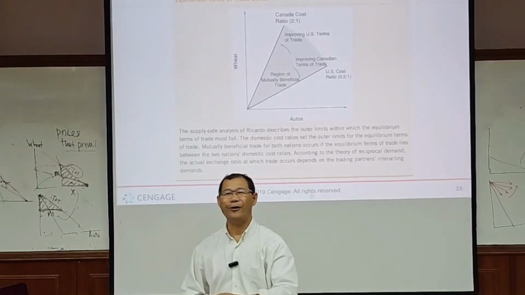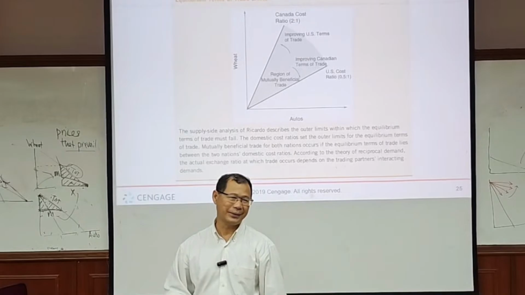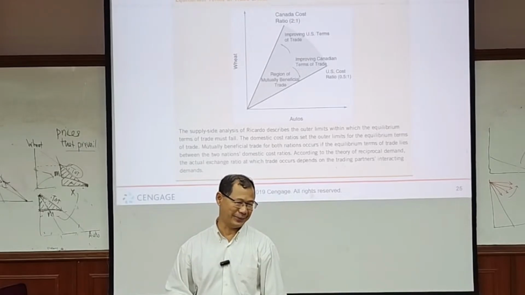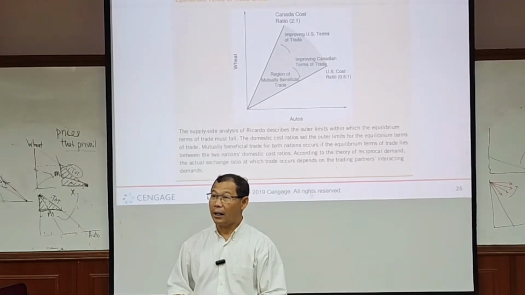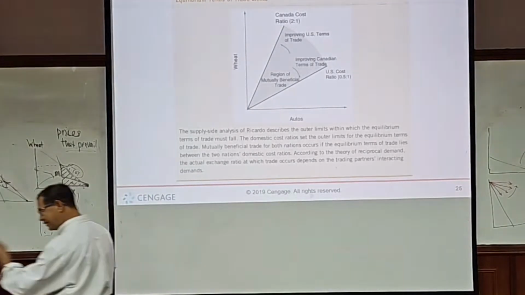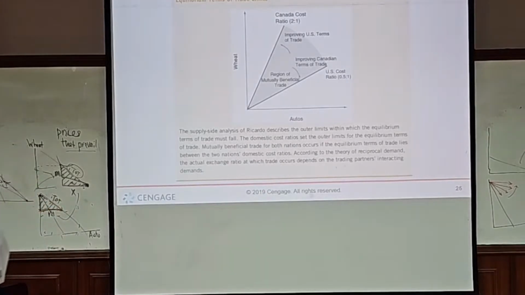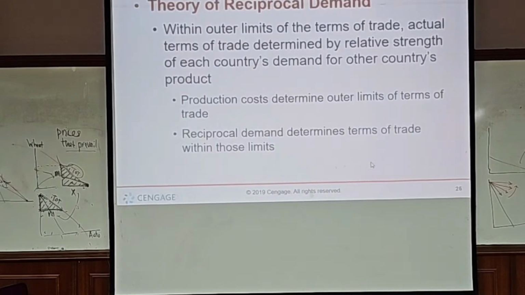So, of course, you don't find this in the textbook, okay? Only through me. If a guy likes you so much, you can jual mahal, you know? The actual terms of trade are determined by the relative strength of demand for the other country's product. Production cost determines the outer limits in terms of trade; reciprocal demand determines trade within those limits. This is the theory of reciprocal demand.